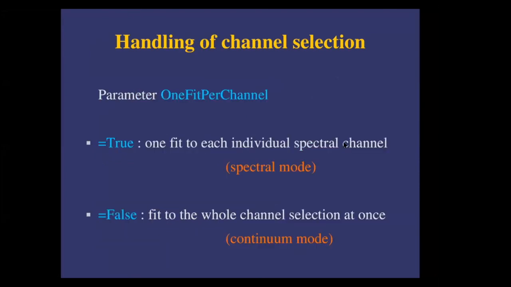Okay, so you have 2 ways to handle the channel selection, and this is defined by the parameter one fit per channel. It's just basically the difference between spectral mode and continuum mode. So if you define this one fit per channel to be true, then UVMultiFit will do 1 fit to each individual spectral channel in your selection. So that's a spectral mode. Or if you set this to false, then it will fit the whole channel selection at once, okay, as a continuum mode.